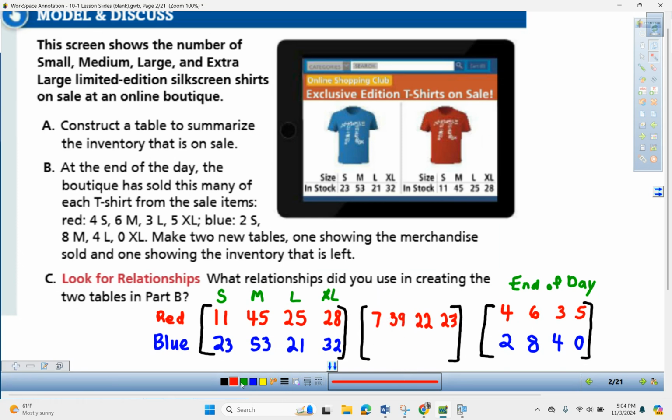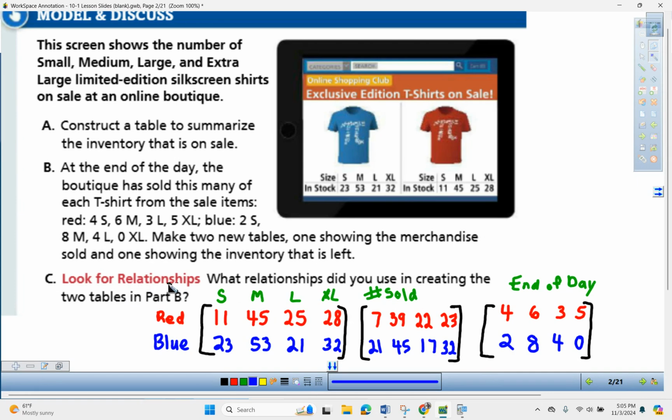Let me come up here, put a label on that. Number sold. Okay, and then I continue this process. So that's 21, I believe, and then 45, 17, and 32. Okay, so this is how many we started, this is how many were sold, and this is how many were in at the end of the day. So we got these 3 different matrices.